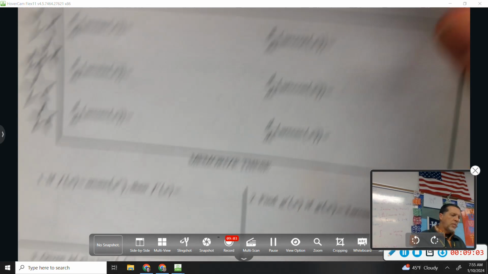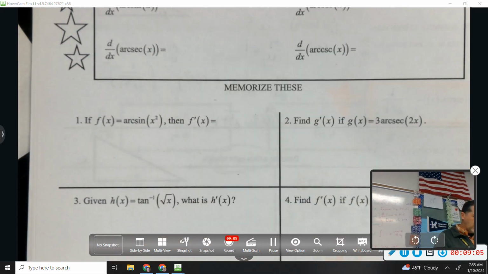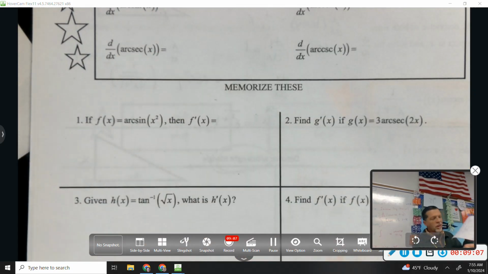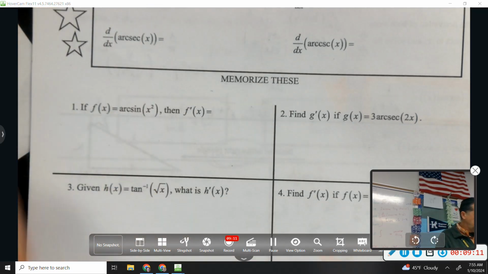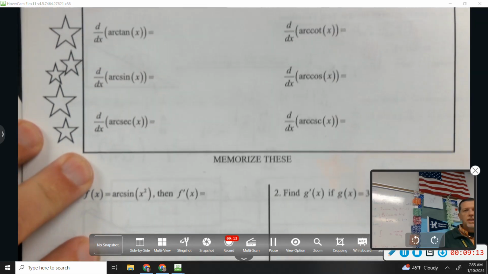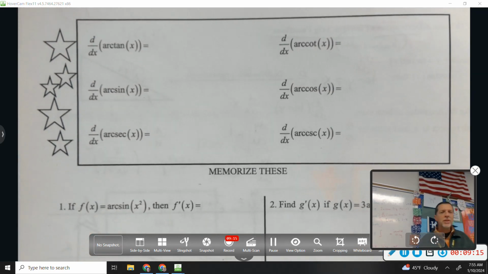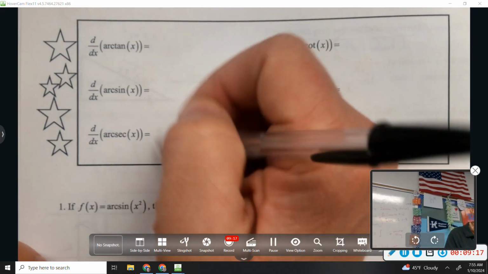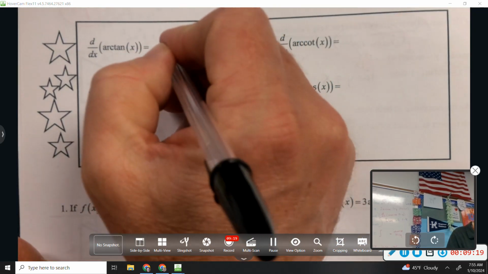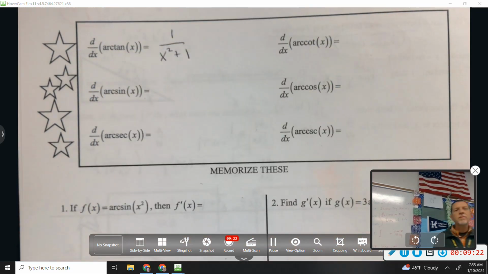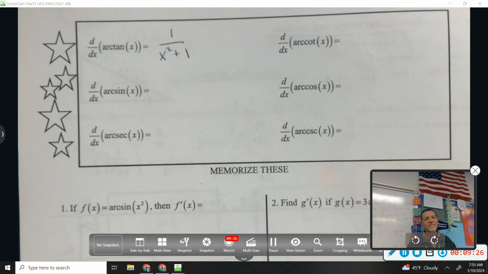Okay, flip it to the back. I guess the good news is that's it. There's nothing more. It's just those 3 things. Look how many stars there are. It must be really important. Okay, the first column we already did those. 1 over x squared plus 1. Arctan is the easy one.